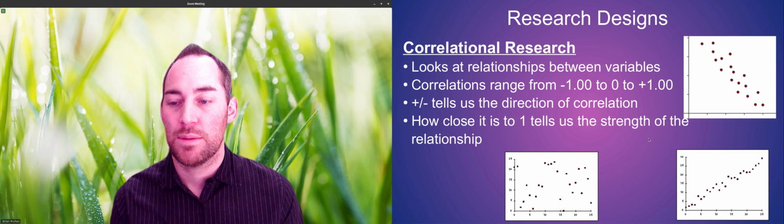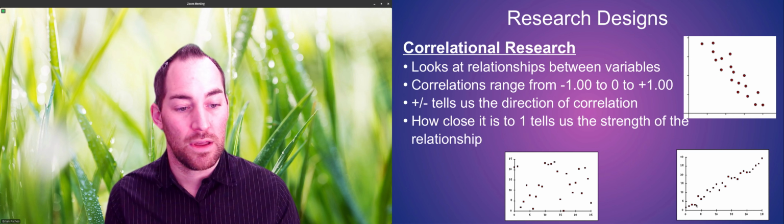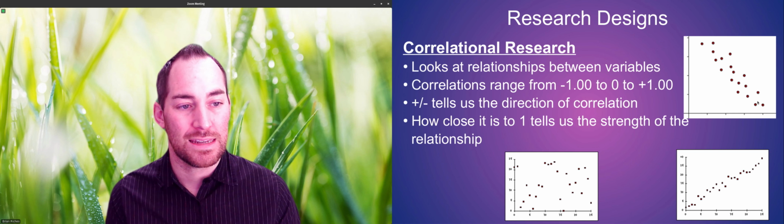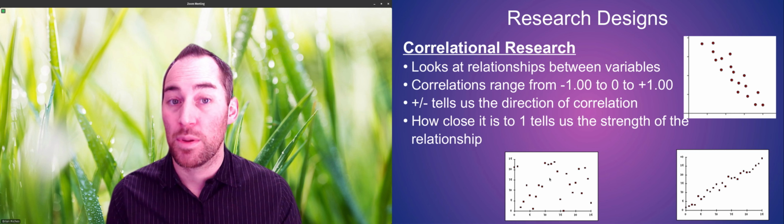So the positive or negative tells us the direction of the relationship. So this is an example of a positive correlation. This is an example of a negative correlation. So the relationship is going this way versus the relationship is going this way. This is an example of no correlation.